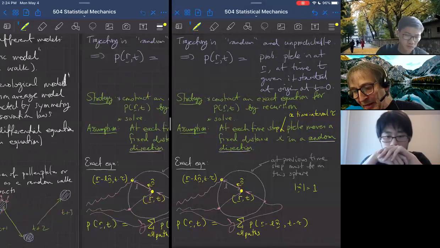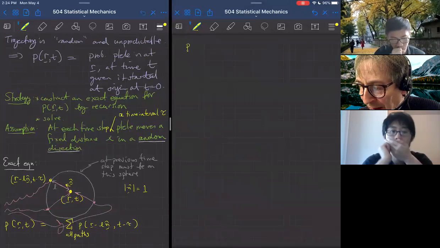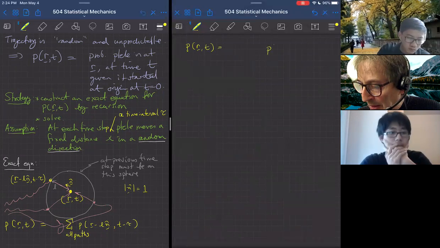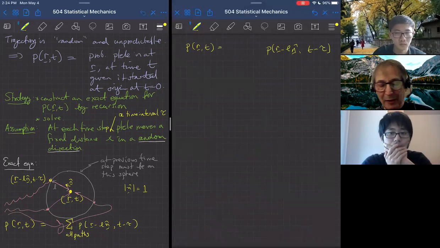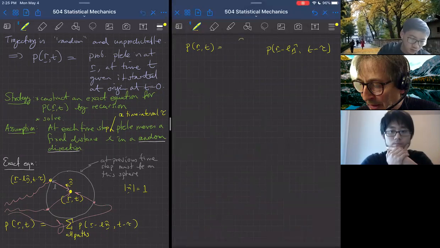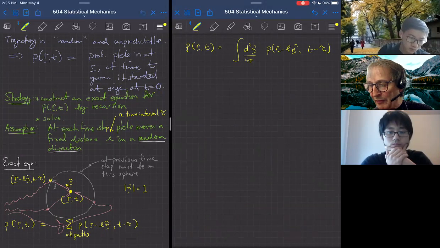And so the way we do the summing up of over all paths is very simple. We just say, well, the probability of being at r and t is then the probability of being at r minus l n at t minus tau times the probability that you go in just the right direction to get to the point r and t. And so that means that I have to sum over all the directions, and then I have to normalize by the number of steradians in 3 dimensions, which is 4 pi.